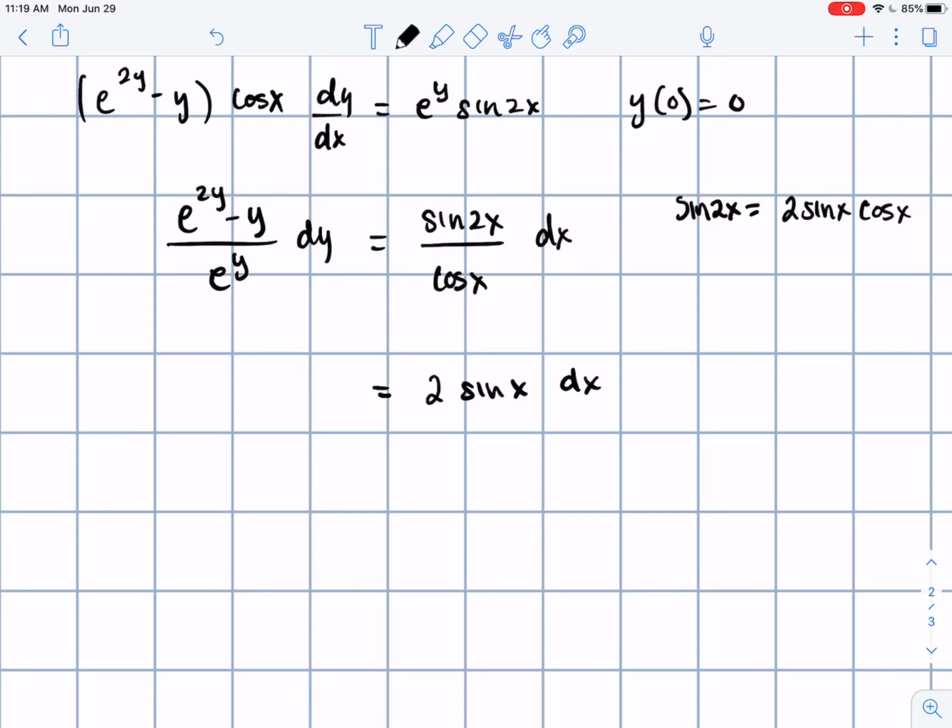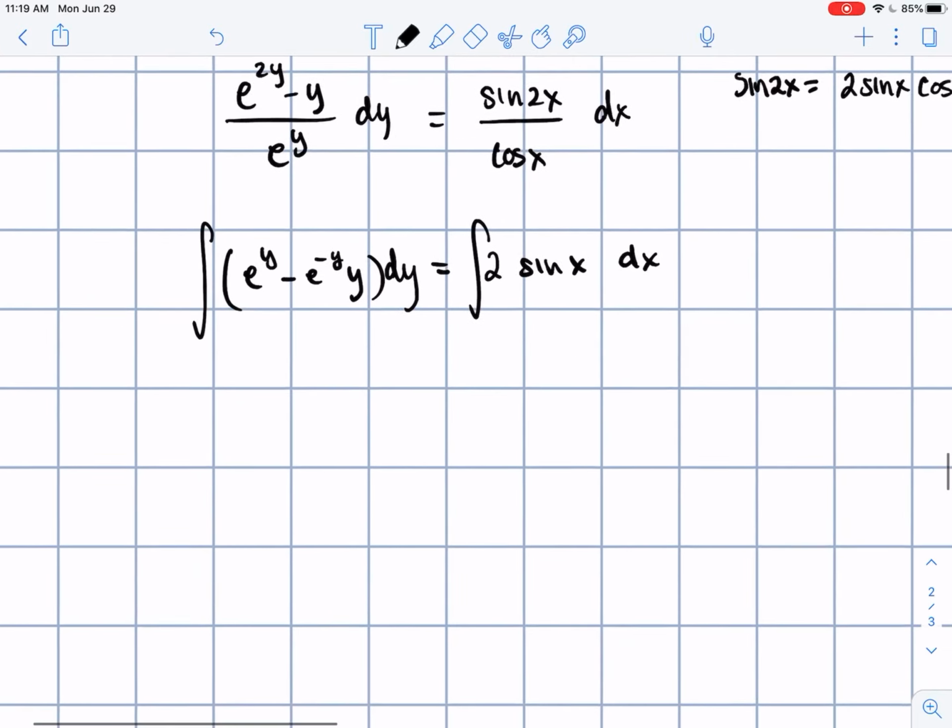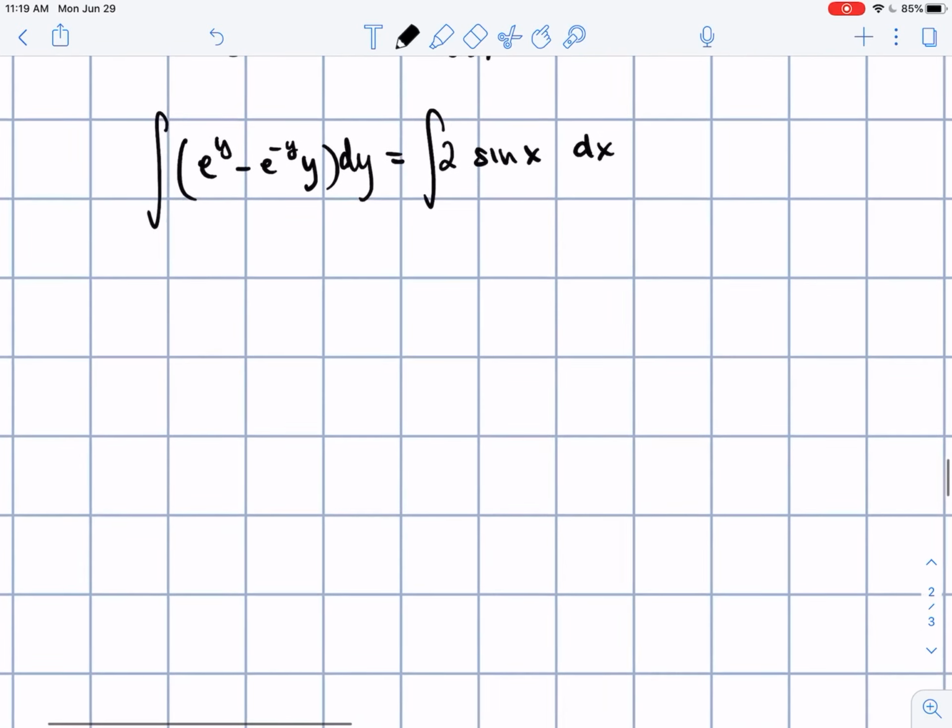Over here, I'm going to simplify. Think of your rules for exponents, right? Same base, you subtract. So here you get e to the y minus e to the negative y, and then we're doing dy with that. So now we integrate.